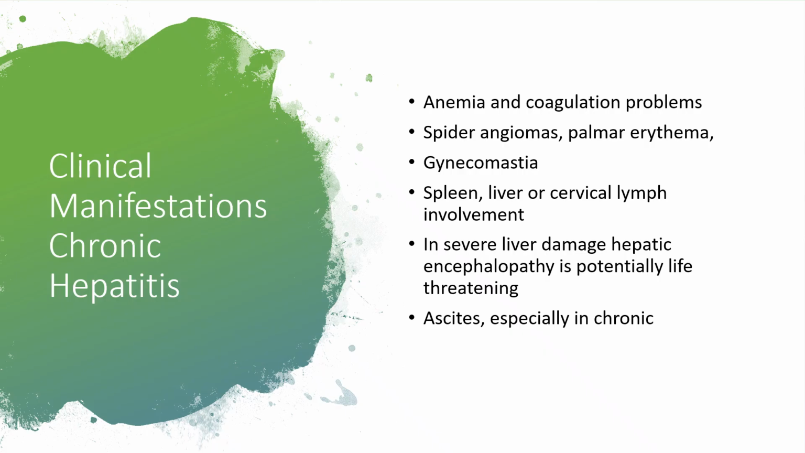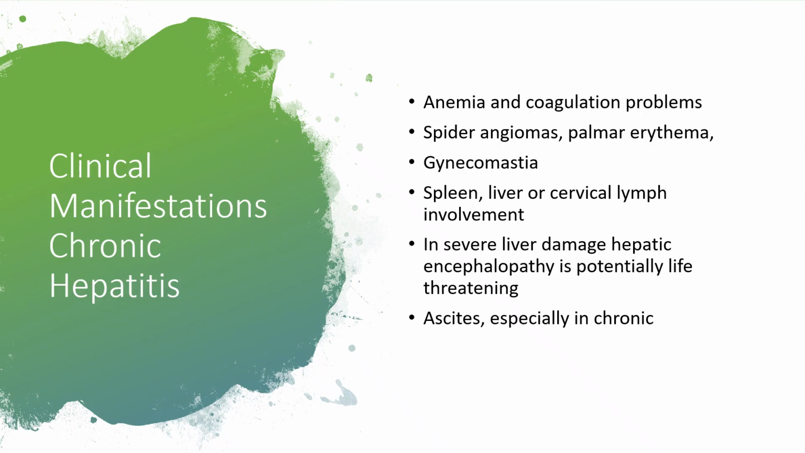Spider angiomas look like small, red, spider-shaped blood vessels on the skin. Palmar erythema is when the palms of the hands become red. Both are caused by changes in blood flow and hormones from liver damage. Men with liver disease may develop enlargement of breast tissue. This happens because the liver can't break down hormones normally.